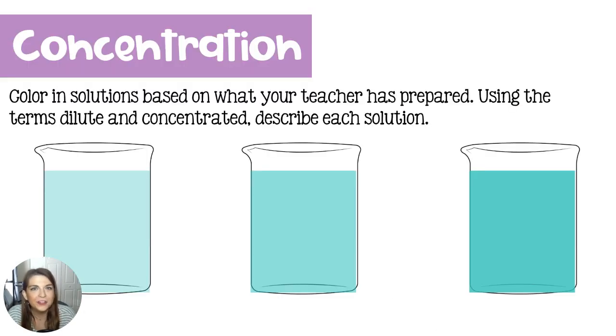I don't have solutions prepared for you here, but your teacher should have prepared some solutions that look something like this. One with a very faint color, one with a deep color, and one somewhere in the middle. And I would like for you to use the terms dilute and concentrated to describe each solution.